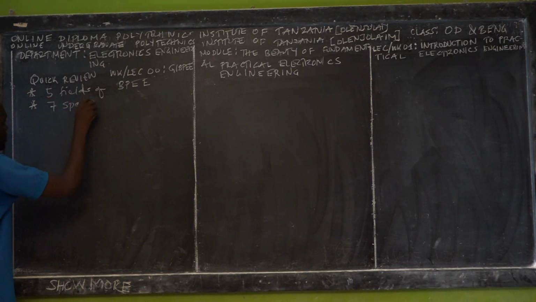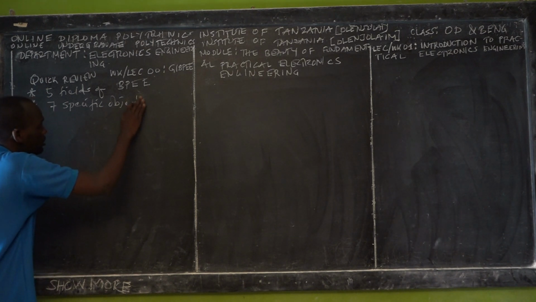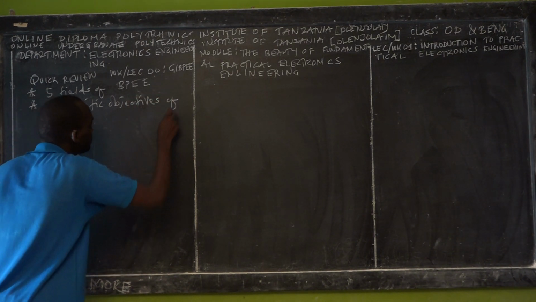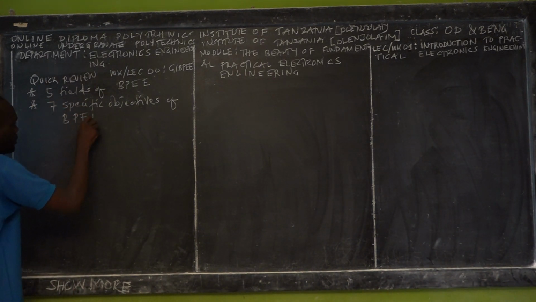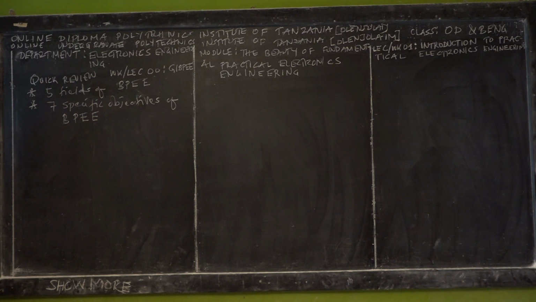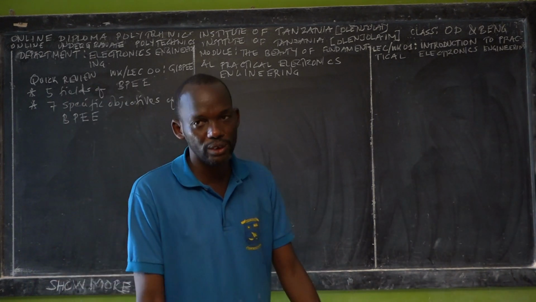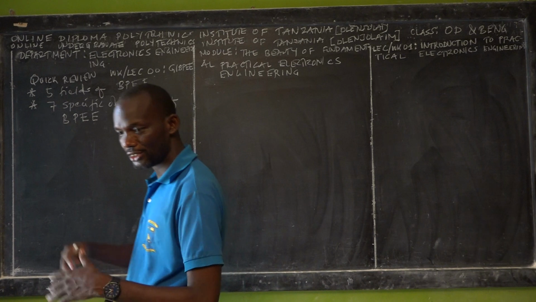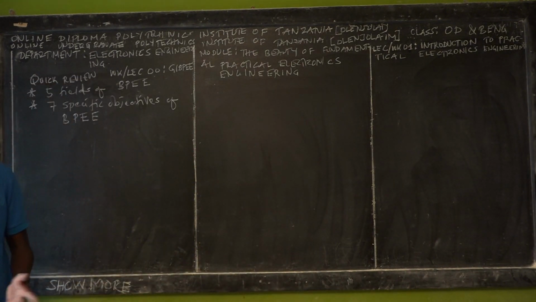And then I talked to you about how many specific objectives? 7 specific objectives of the beauty of practical electronics engineering. I presented 7 specific objectives of this module that a student has to achieve at the end of its completion. Can you remind me of one of the specific objectives? Can you check in your copybook?